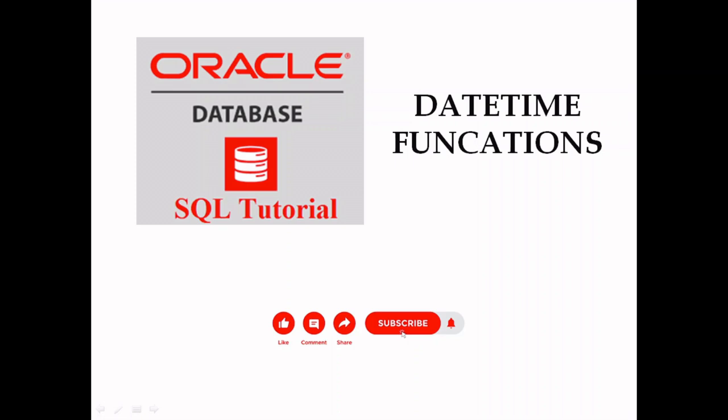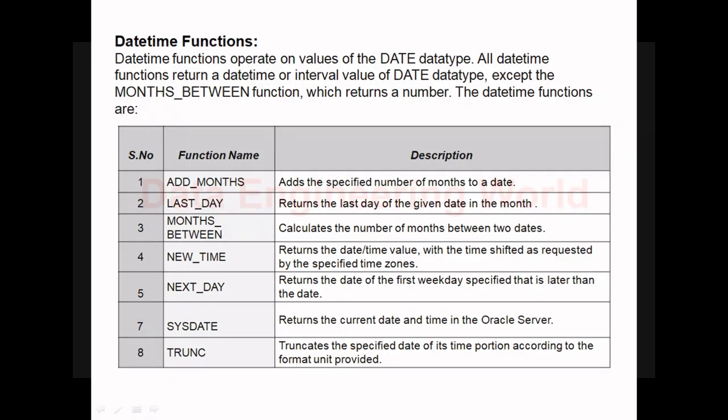Today we are going to discuss datetime functions in Oracle. These functions operate on values of date data type. All the datetime functions return a value of datetime or interval of date data type, except the months between function, which returns the number data type.